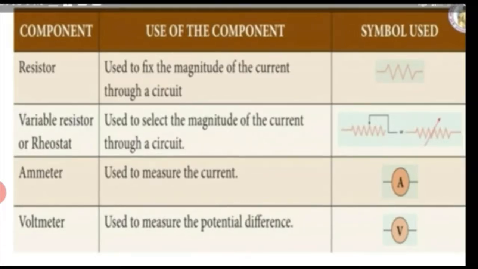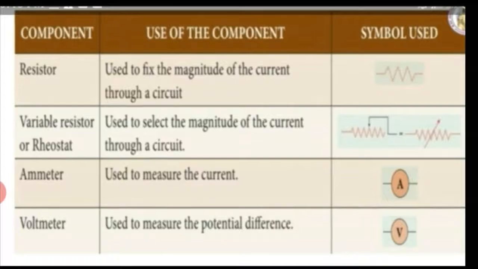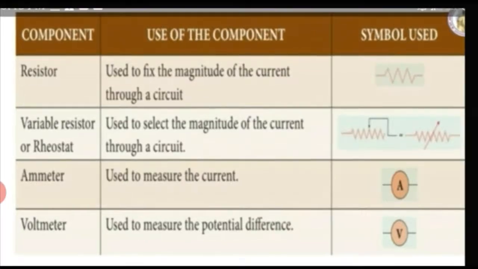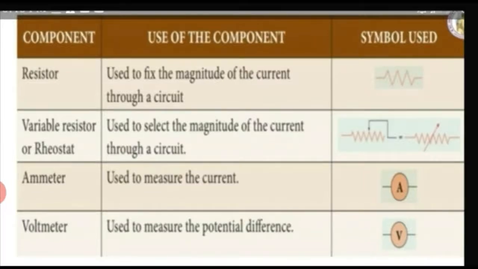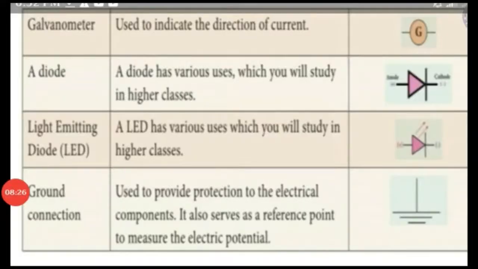The next one is the ammeter. It is used to measure the current. You can see this symbol. Next component is the voltmeter. It is used to measure the potential difference. You can see the symbol. Next one is the galvanometer. It is used to indicate the direction of the current. You can see the symbol.